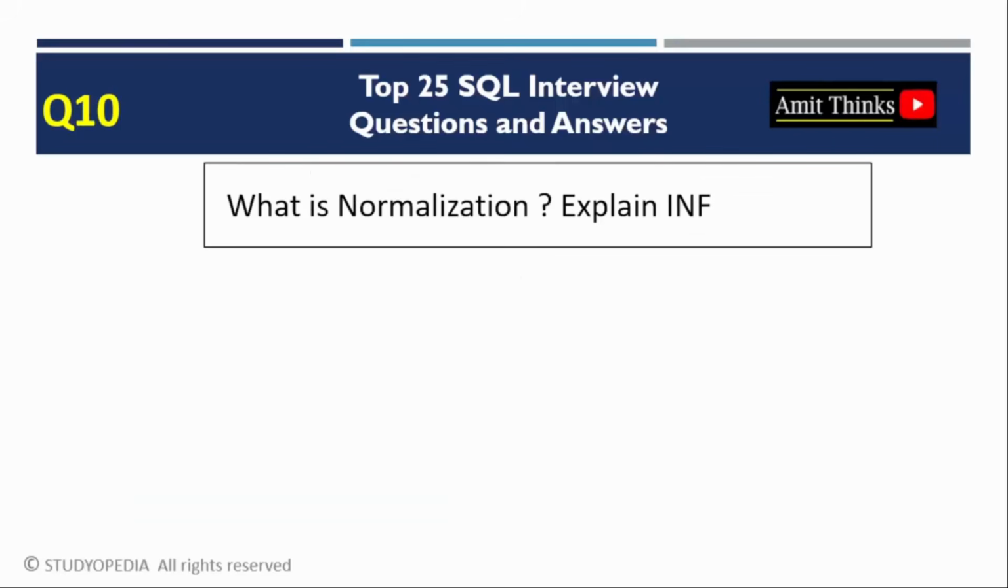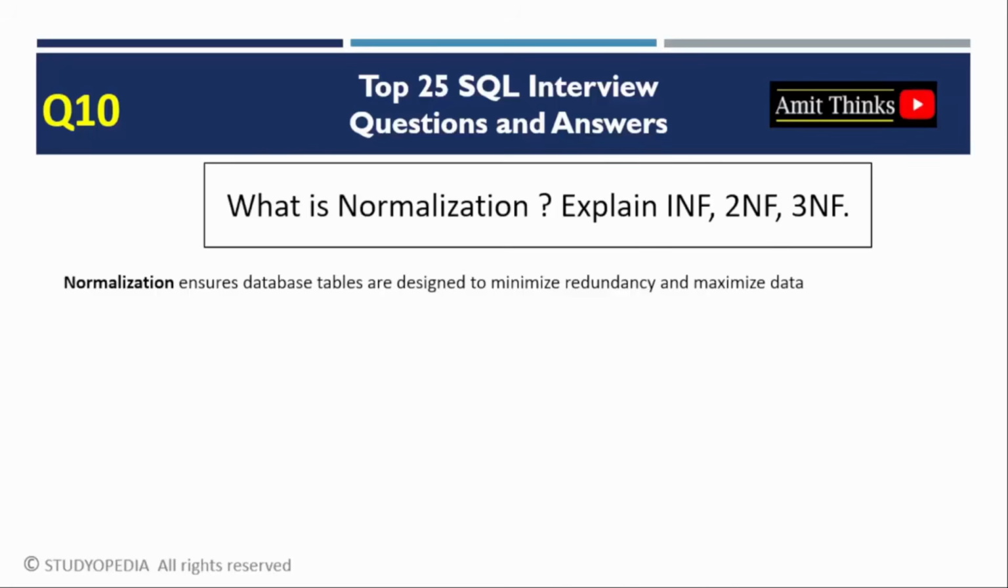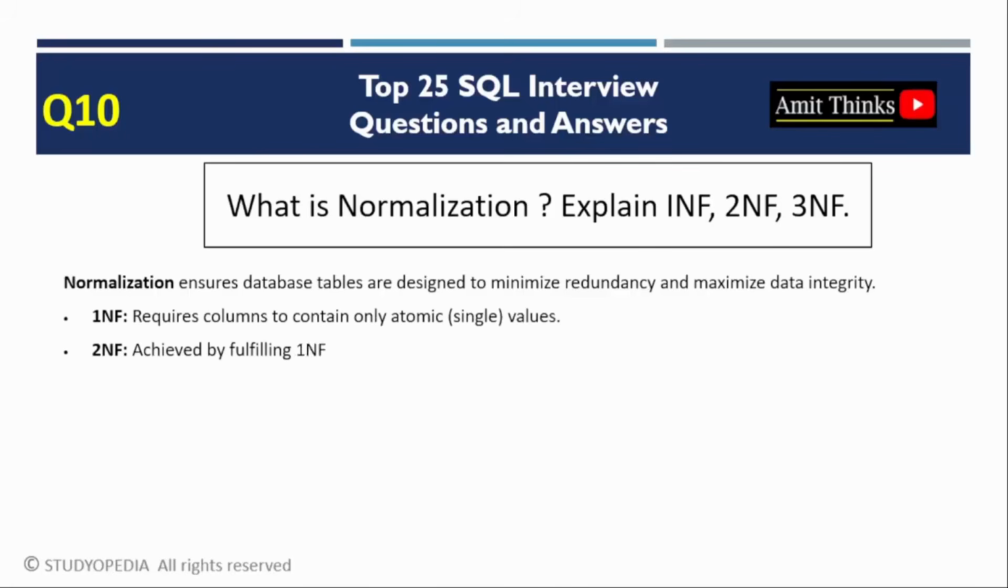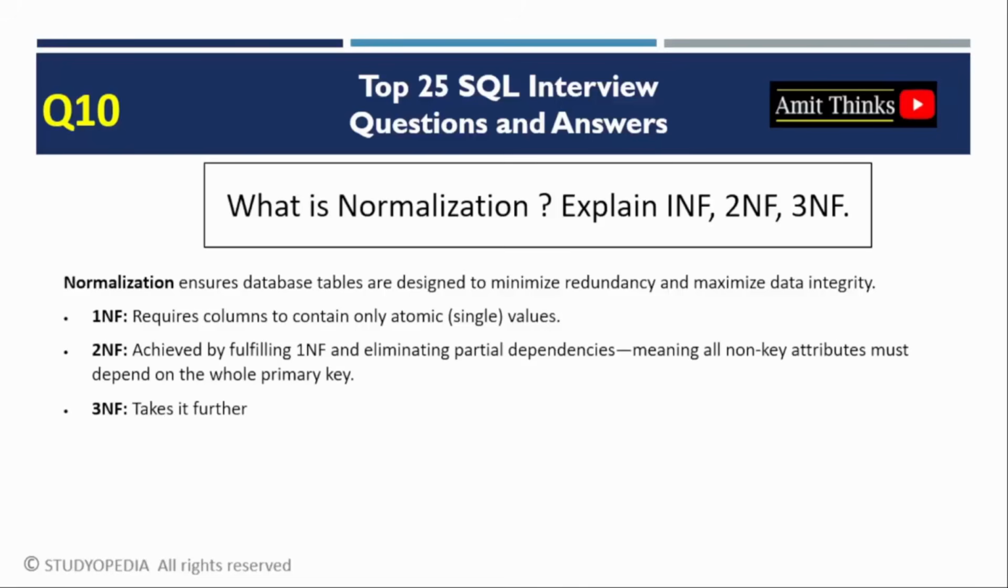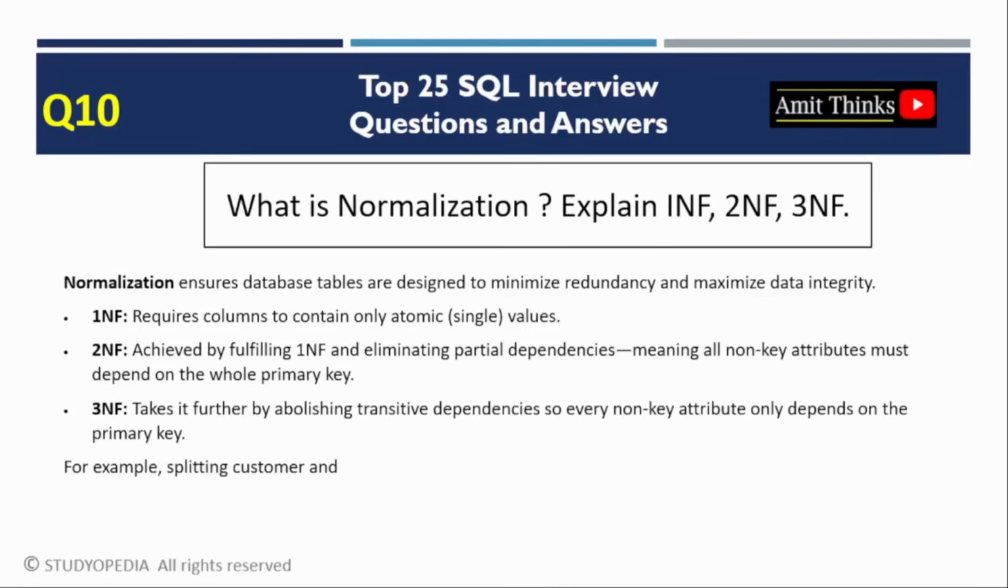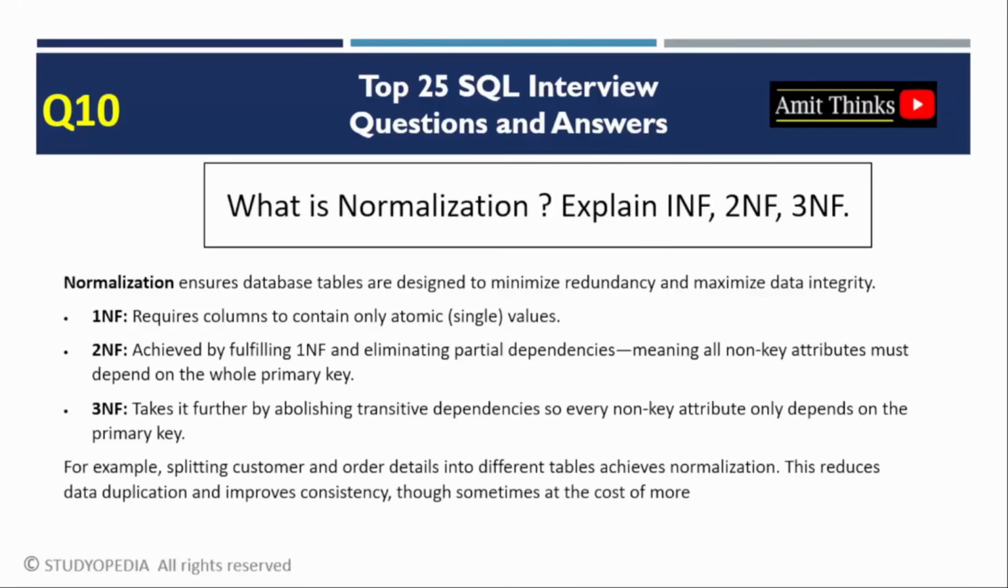The next question is, what is normalization? Explain 1NF, 2NF and 3NF. Normalization organizes data to reduce redundancy and improve integrity. 1NF ensures atomic values. 2NF meets 1NF and removes partial dependencies. 3NF meets 2NF and removes transitive dependencies. Example, splitting a table with customer and order details into separate tables. Normalization minimizes anomalies but may increase query complexity.